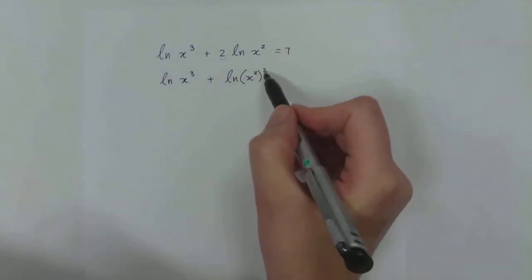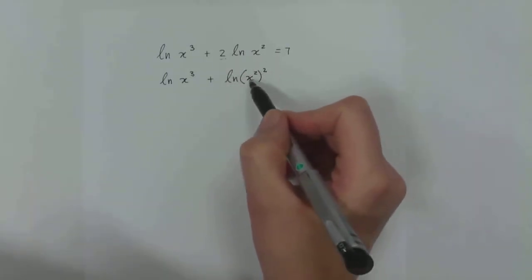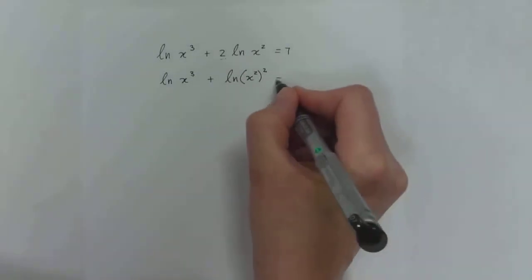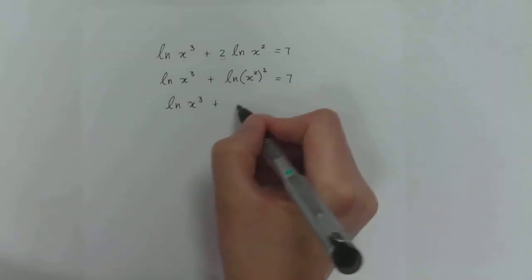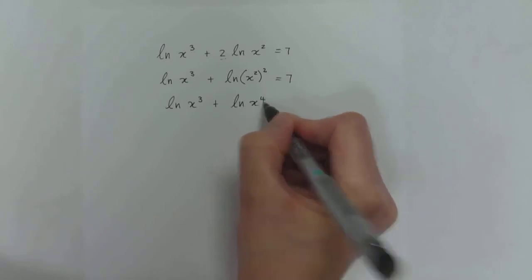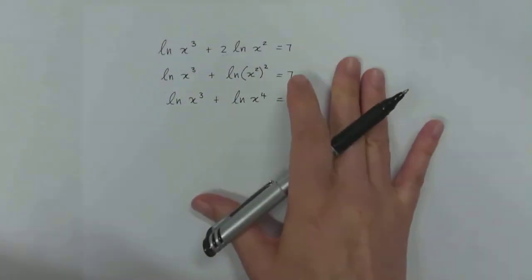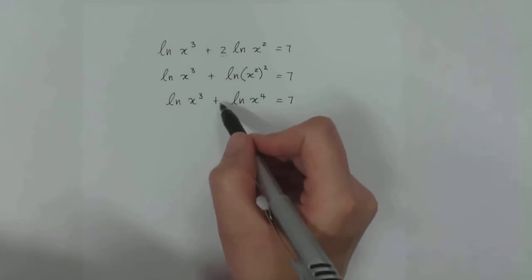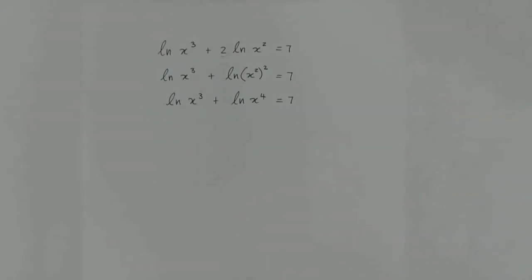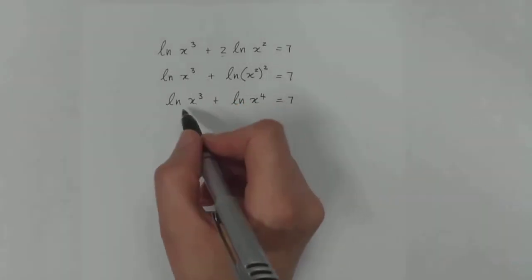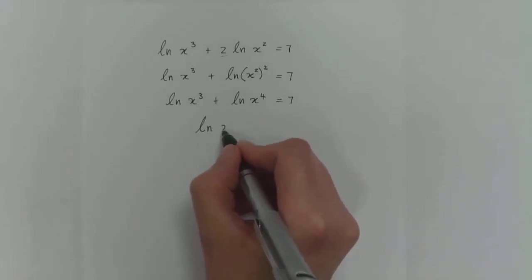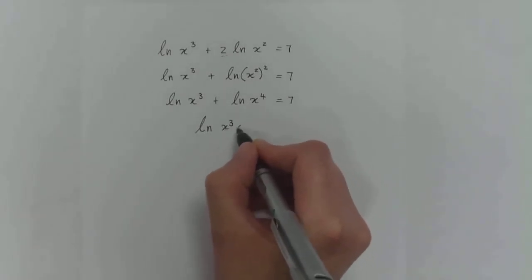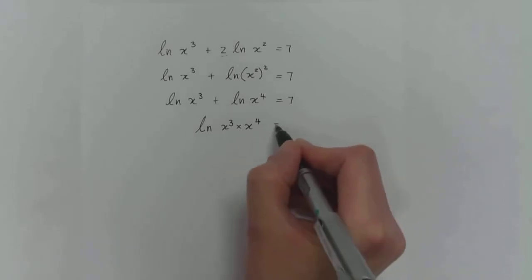So please be careful, the 2 doesn't move over the entire function, it only goes to the number there, and that's going to be equal to 7. So I've got the ln of x to the power of 3 plus the ln of x to the power of 4 is equal to 7. Now I've solved my problem, because now I've got two logarithms that are being added together, and specifically because the bases are the same, meaning that both of them have that base of e, I can now make that one ln or log, where it goes x to the power of 3 times x to the power of 4, and that is going to be equal to 7.